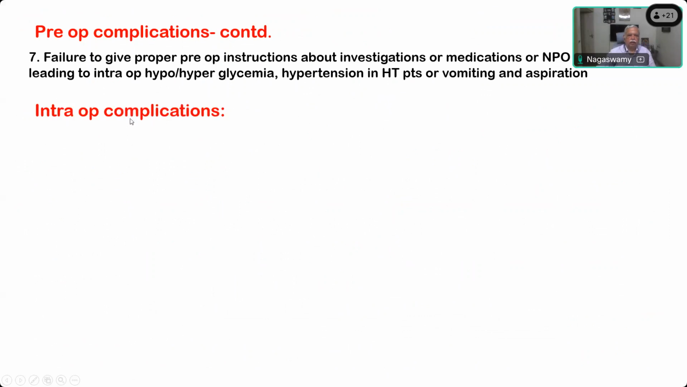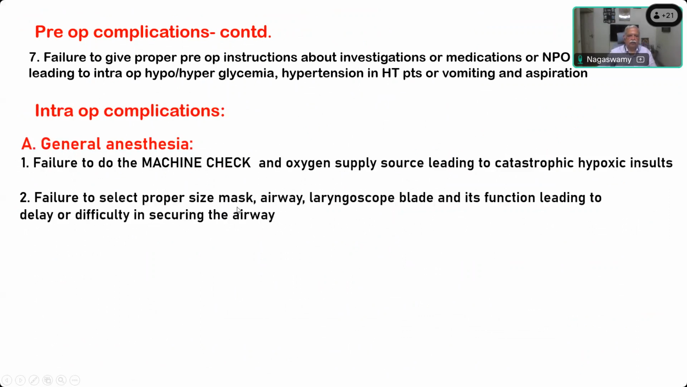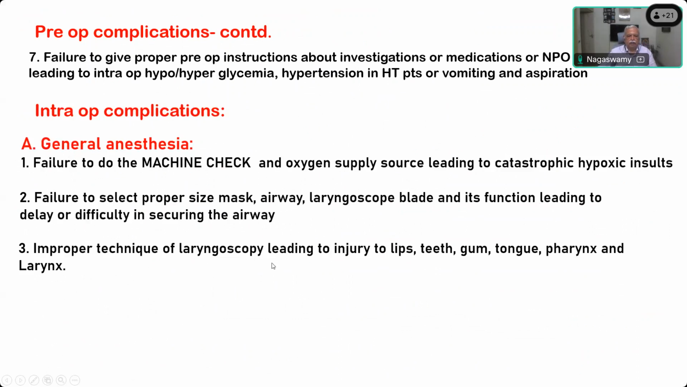Now, coming to intra-op complications, first we will see the complications due to general anesthesia. Failure to do the machine check properly, oxygen supply source leading to catastrophic hypoxic insults. Failure to select proper size mask, airway, laryngoscope blade and its function, leading to delay or difficulty in securing the airway. Improper technique of laryngoscopy leading to injury to lips, teeth, gum, tongue, pharynx and larynx, which usually happens during your learning period.